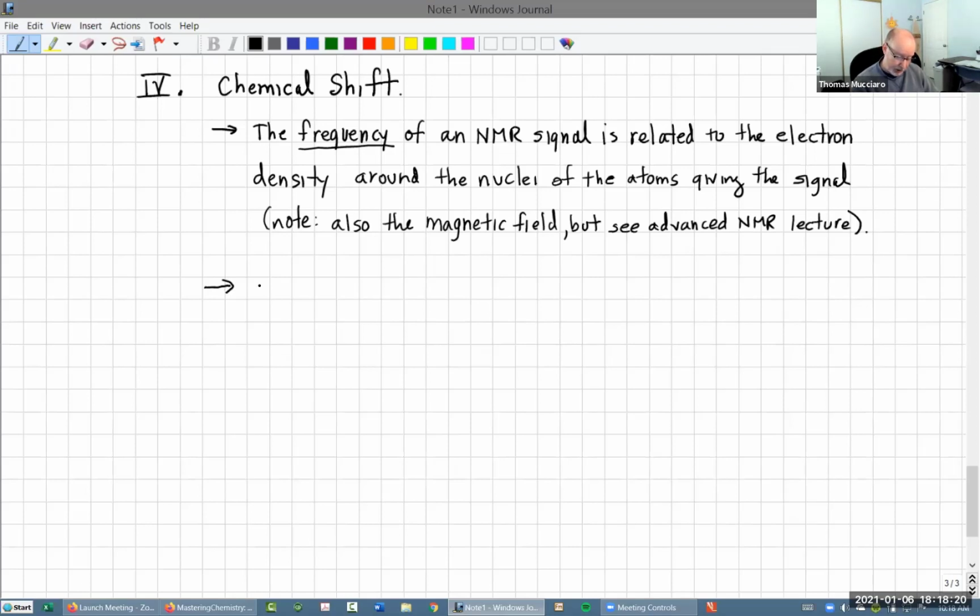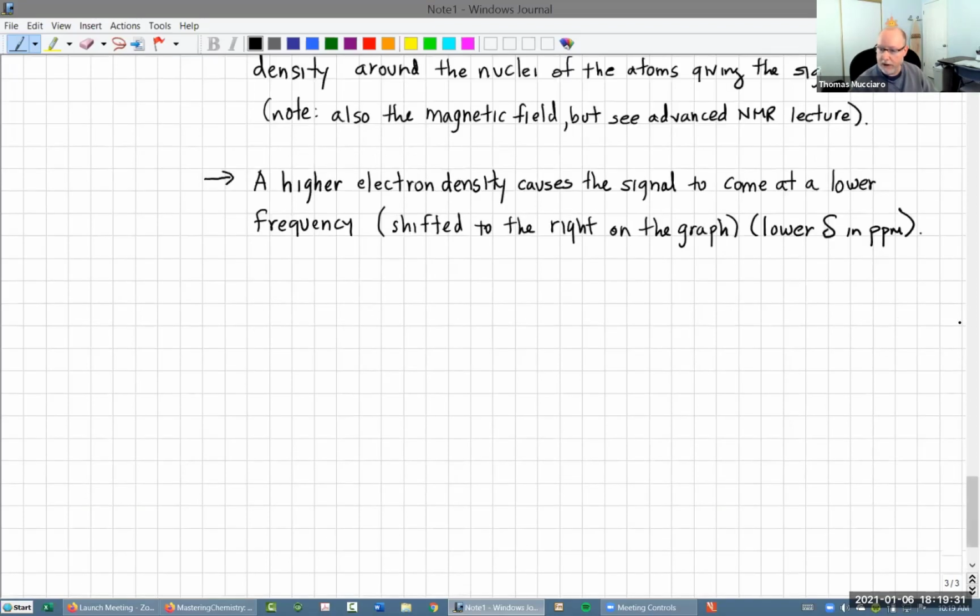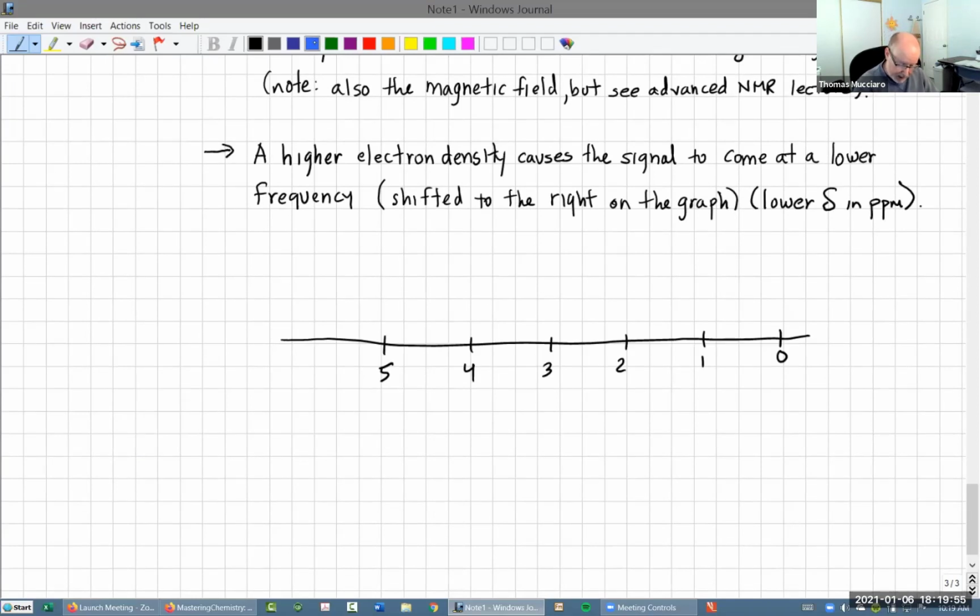So here's the relationship. Let me draw a graph here. What we're going to do is start here. This is basically our reference, I guess we'll call it our reference frequency. I have to go look at what the exact term for this is, because there are two different basic frequencies, okay? And then what we see is in this direction, the frequency increases. So up here we have a high frequency, and down here we have low frequency.